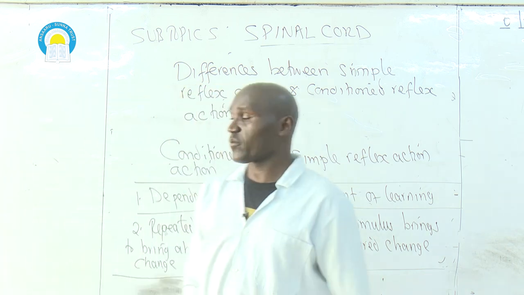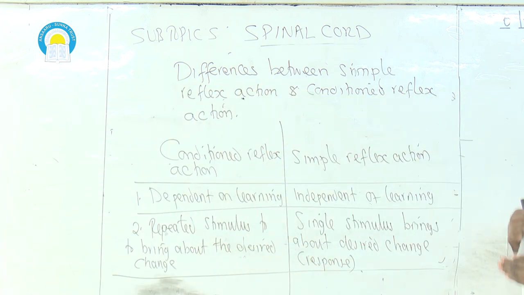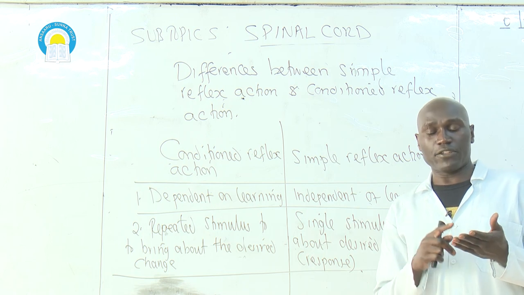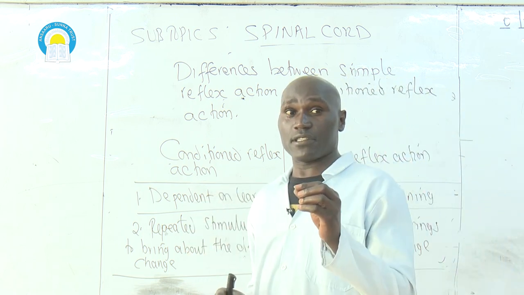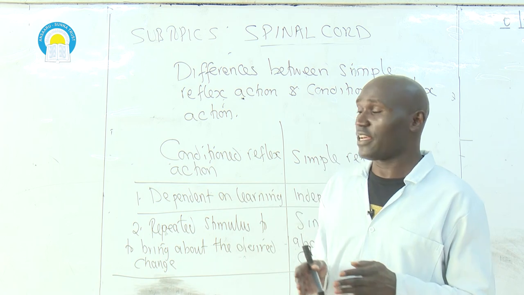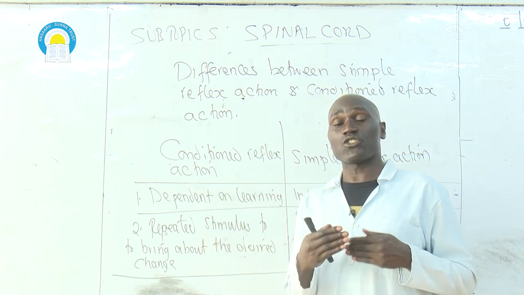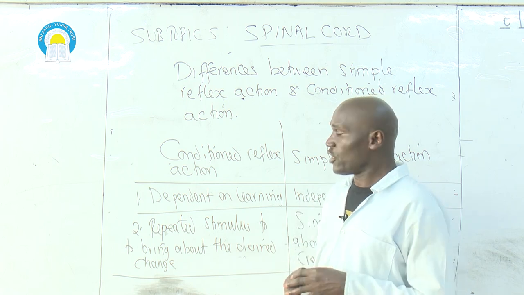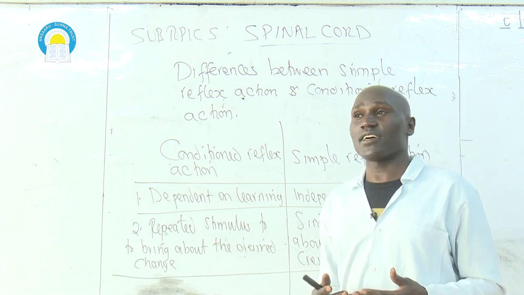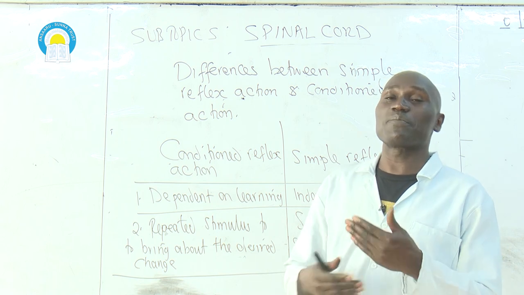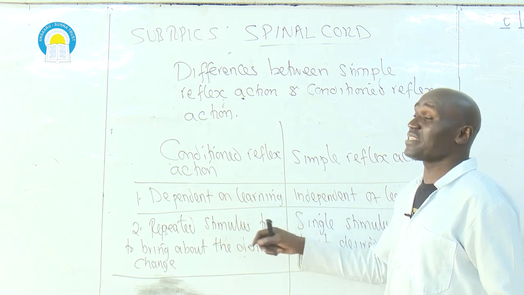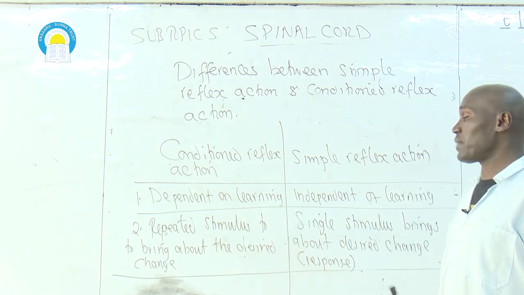What this means is, in conditioned reflex action, the stimulus has to be repeated several times. For example, in the case of Ivan Pavlov, for the dogs to be able to relate sound of the bell and food, the bell had to be rung several times and it had to be accompanied with food. In that way, the dogs learned to relate food and sound of the bell. So the stimulus had to be repeated several times. Even while training a child to ride a bicycle, it does not just happen all of a sudden. It has to be repeated several times, same to driving. So in conditioned reflex action, the stimulus is repeated many times for the change that is needed to take place.